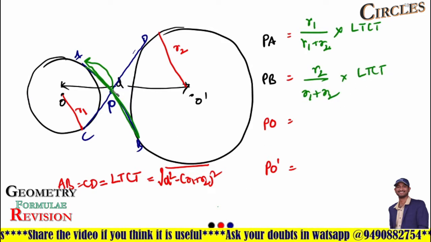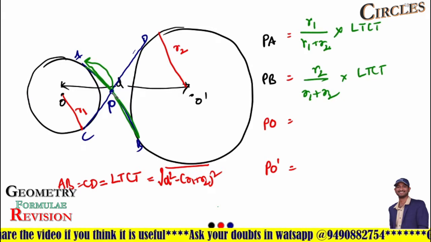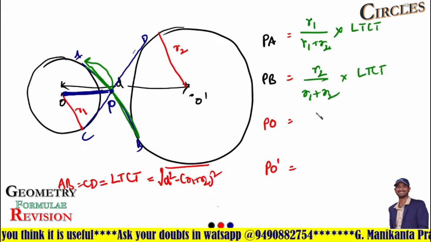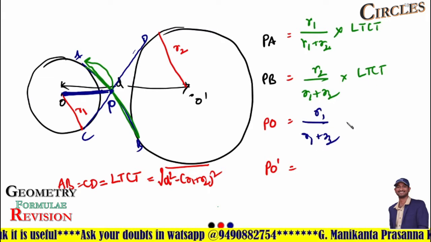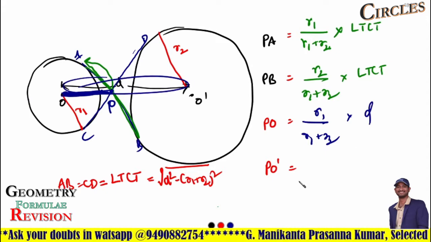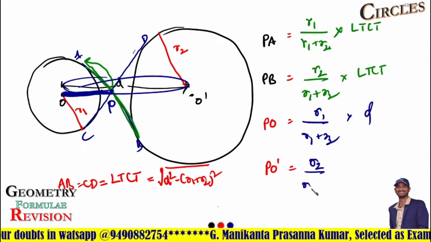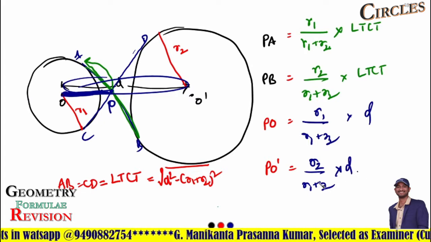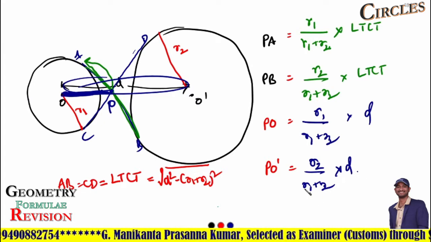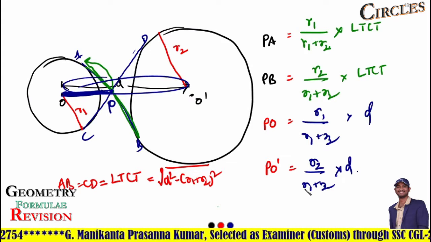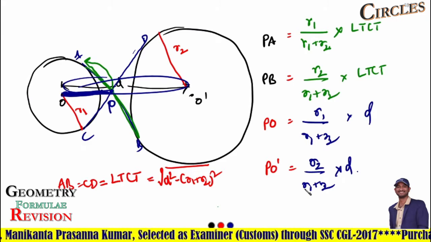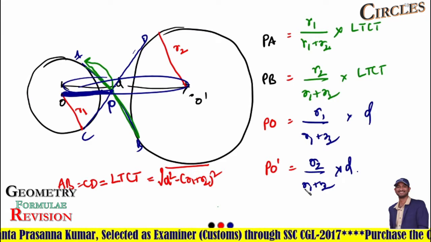Similarly, PO means from the point of intersection of the tangents to the first circle's center. So R1 by R1 plus R2, and this PO is on the part of the distance between the centers, so into D. Similarly, PO dash is R2 by R1 plus R2 into D. So these are the formulas in non-intersecting circles with respect to direct and transverse common tangents. That's it. All the formulas are very, very important.